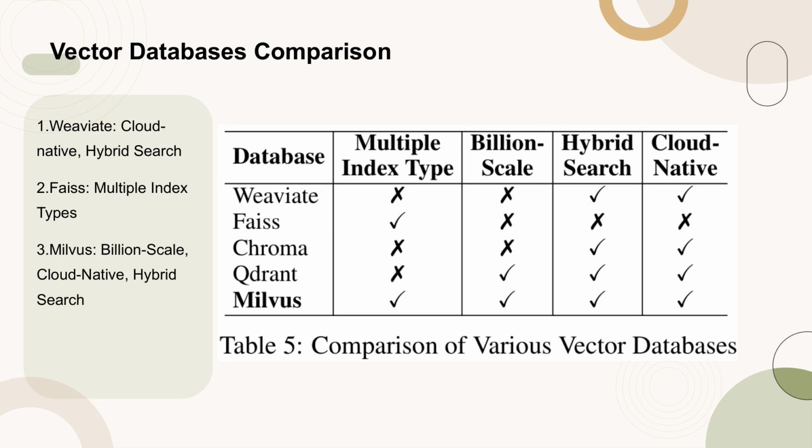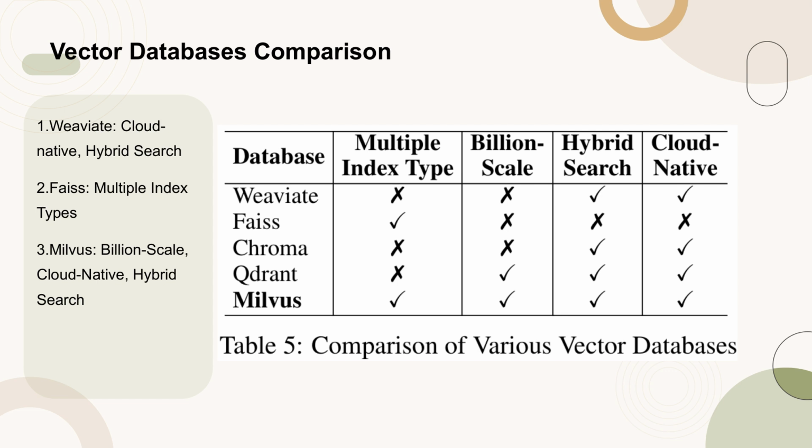Table 5 provides a detailed comparison of 5 open-source vector databases: Weaviate, Faiss, Chroma, Qdrant, and Milvus. The comparison is based on 4 key criteria: multiple index types, billion-scale vector support, hybrid search, and cloud-native capabilities. Weaviate supports cloud-native and hybrid search, while Faiss excels in multiple index types. Milvus stands out with billion-scale support, cloud-native capabilities, and hybrid search, making it the most comprehensive solution among the evaluated databases.